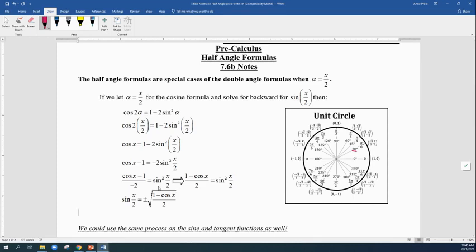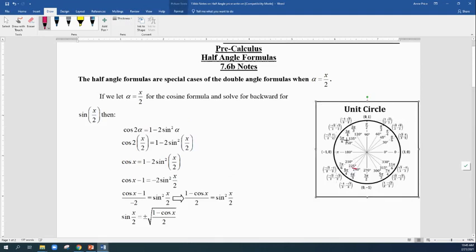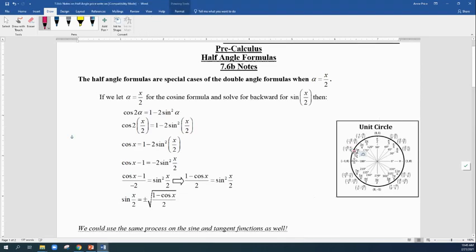One of the things to note is that when we worked with our double angles the other day, I'm going to move this unit circle a little bit more out of the way, we did a problem similar to this where we said it's true that cosine of 120 degrees is equal to 1 minus 2 sine squared of 60 degrees.